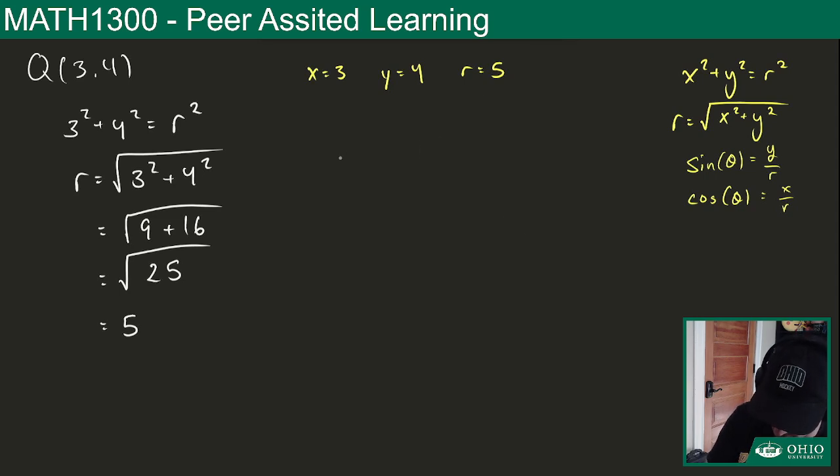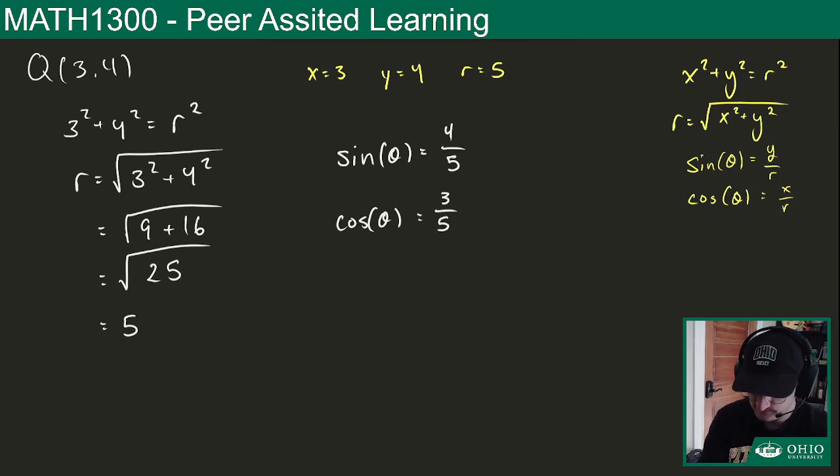I know from my formulas that sine of theta is y over r, and I can just directly input those in to get 4 over 5. And I know that cosine of theta is x over r, which is 3 over 5. And those are the values of sine theta and cosine theta for a point at (3, 4).